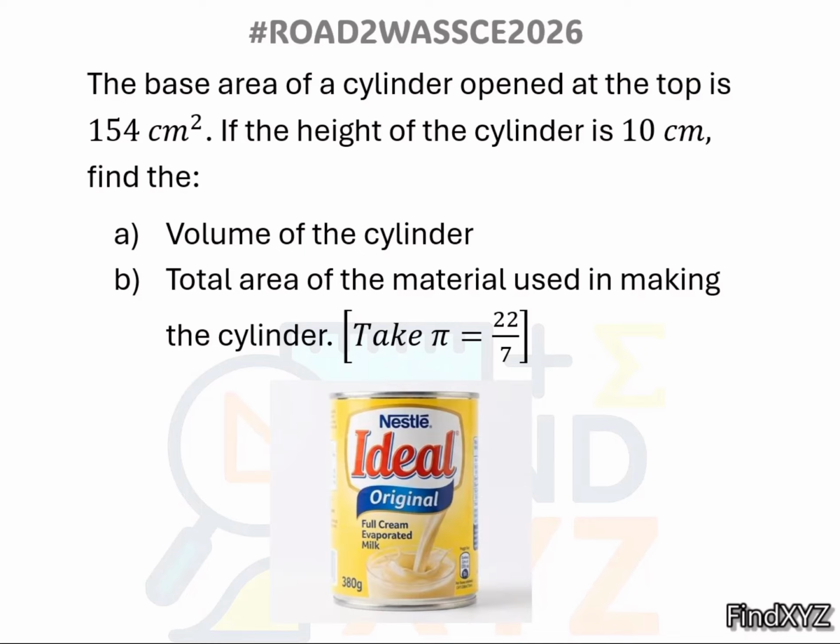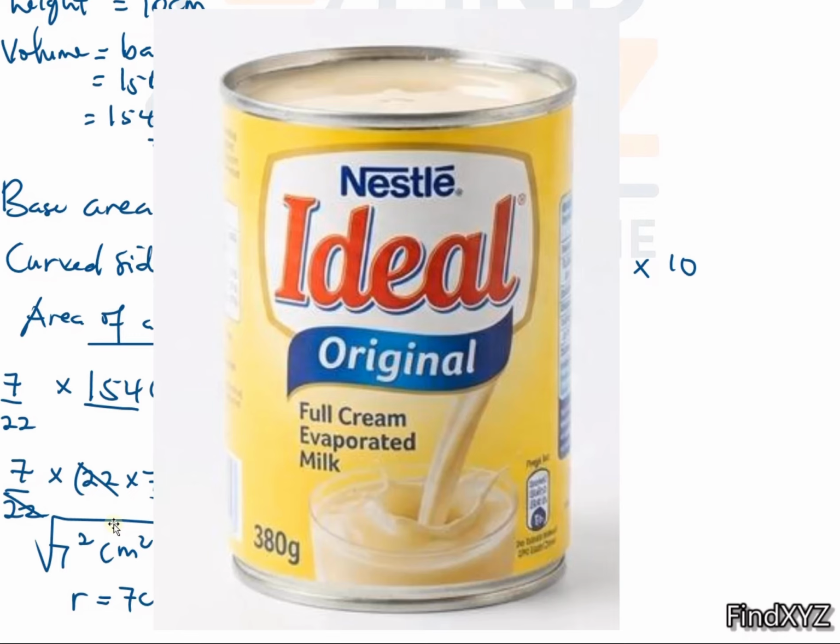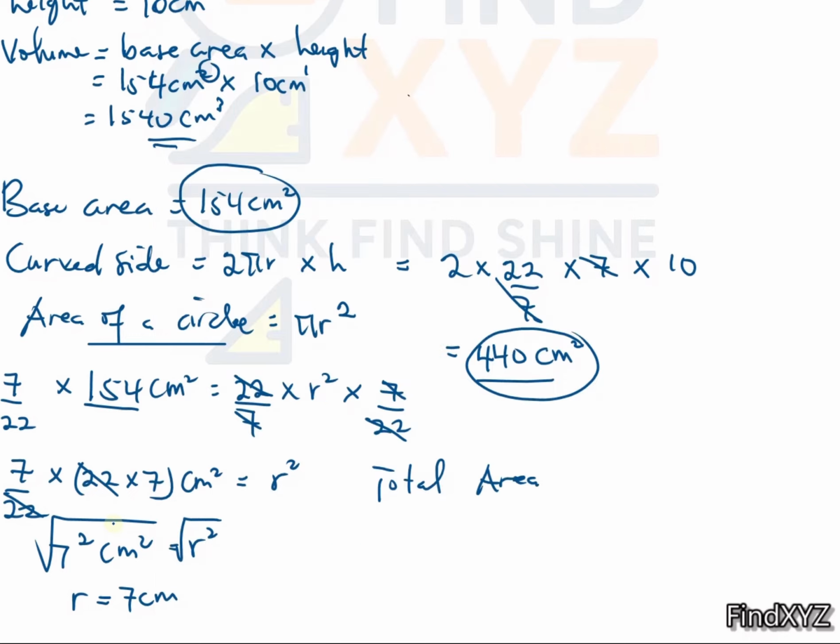Then because we are looking for the total surface area of the cylinder, we have to put these two together, the base area and the curved side together to get the total area. The reason why we are using the base area only is that there is an opening at the top. It means that we don't have any material covering the top of this cylinder. So the total area is the base area plus the curved side.